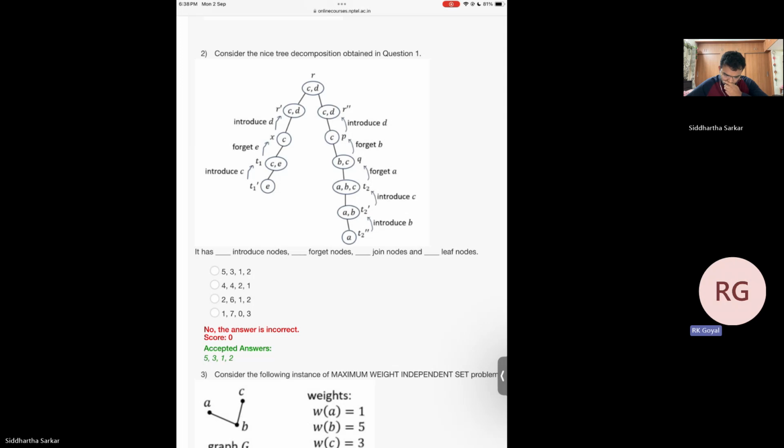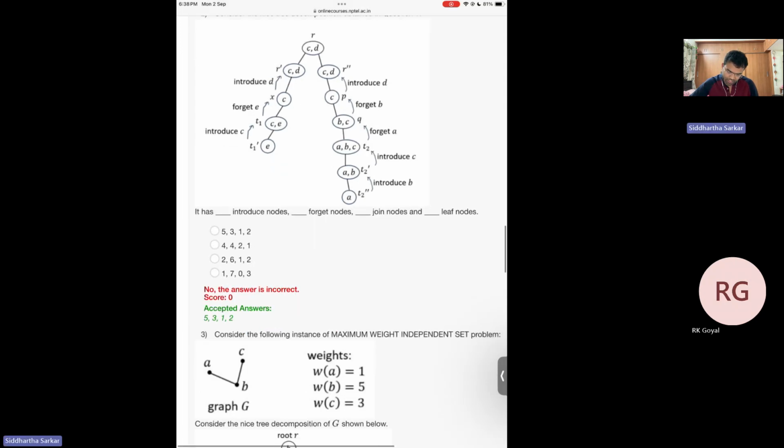Do we need to check the forget and the other options also? No. Once you have already checked that there are 5 introduce nodes, the other options are ruled out. Okay. So in fact, we have done 50% of today.